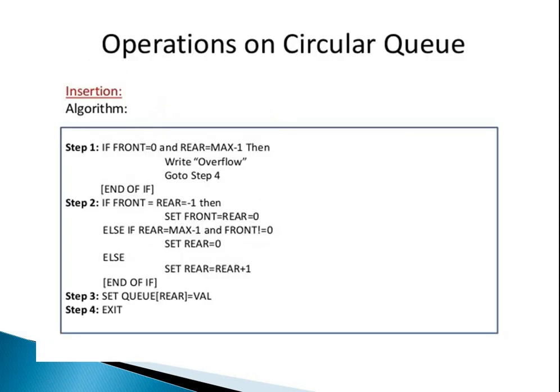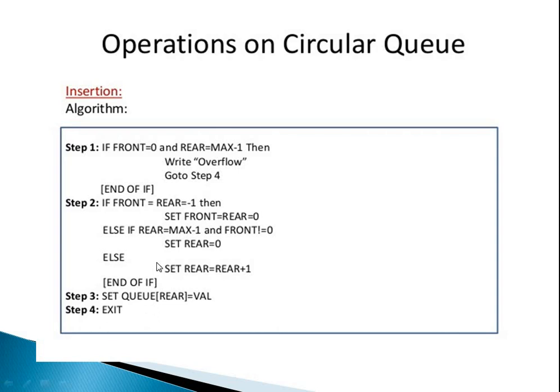Now see the operations in the circular queue. First of all, you have to see the insertion operation. Step number 1: if front equals 0 and rear equals max minus 1, then we will write overflow. Why? Because the array is full, so there is no space for inserting a new element in the circular queue.